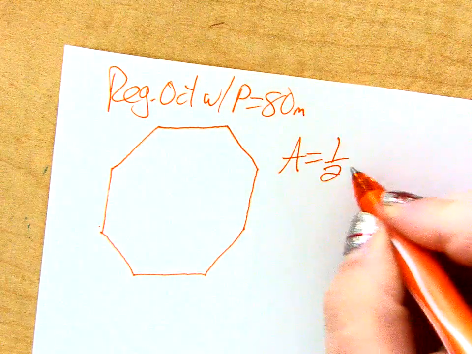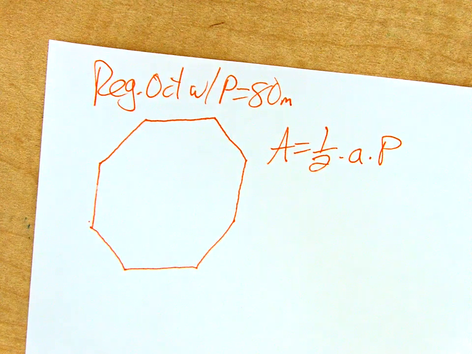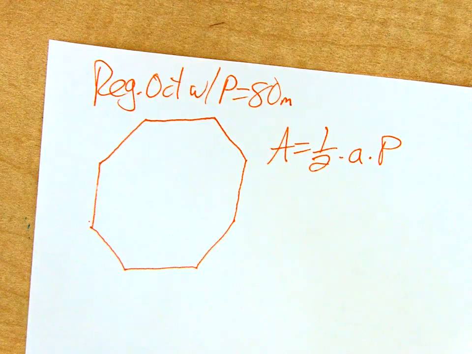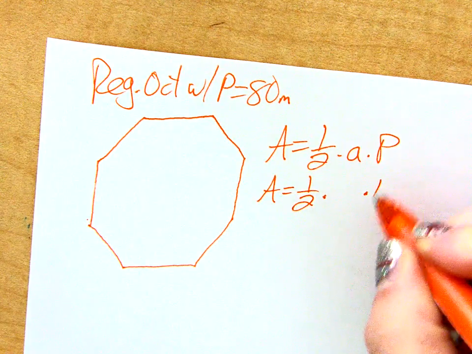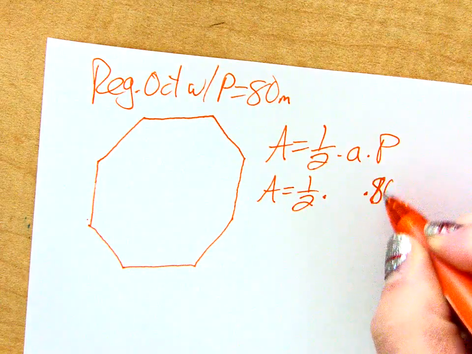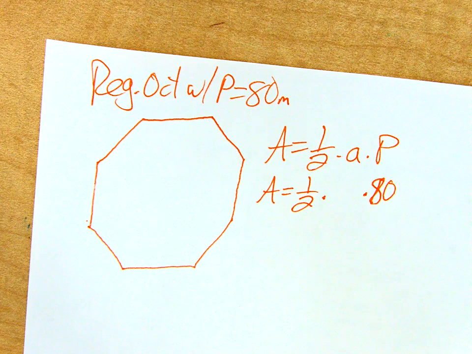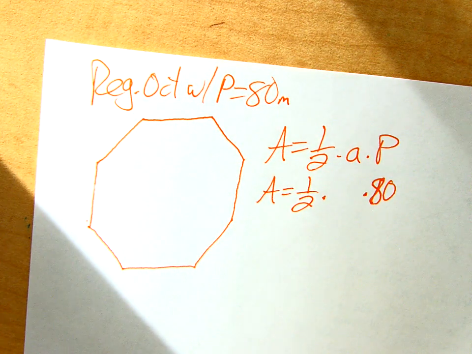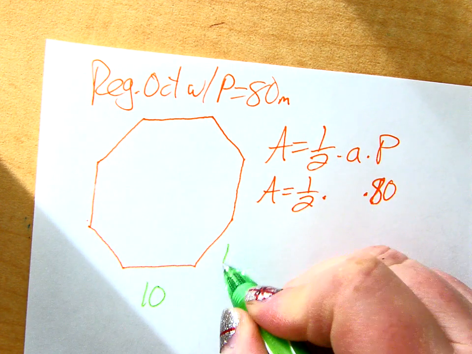You're still going to do 1/2 little a times p. Well, I already gave you the perimeter. All you have to find is little a. Correct. I would start off by figuring out the side lengths. So, each side length absolutely will be 10.